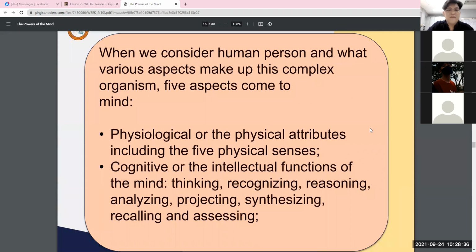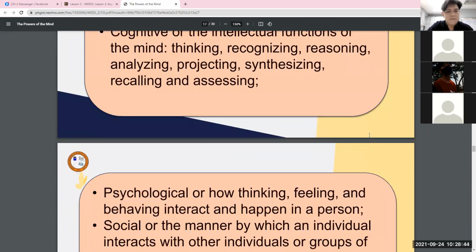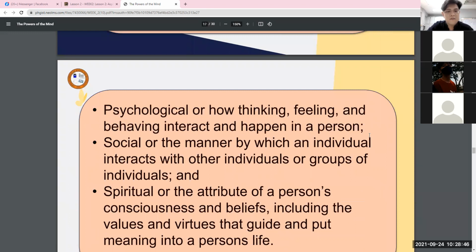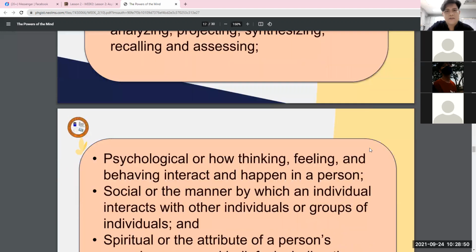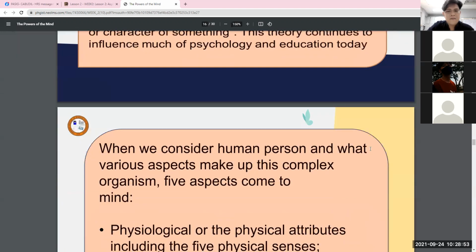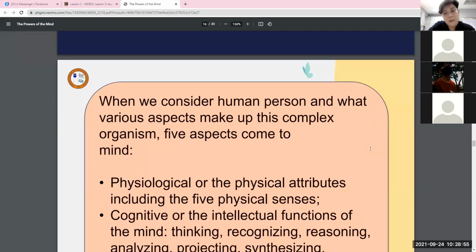Okay, when we consider a human person or what the various aspects make up this complex organism, five aspects come to mind: physical, cognitive, psychological, social, and spiritual. Okay, so almost the same pa rin siya nung unang discussion natin, no? So yun yung mga kailangan mong i-consider bilang human person.